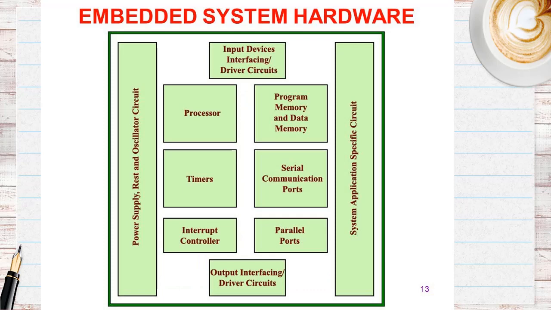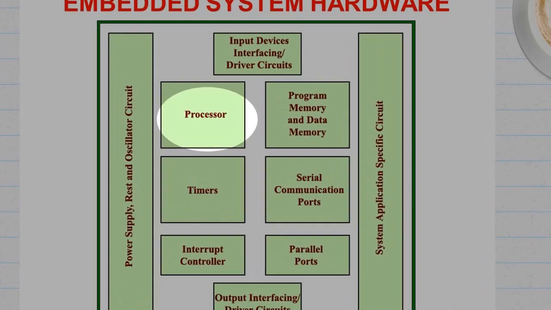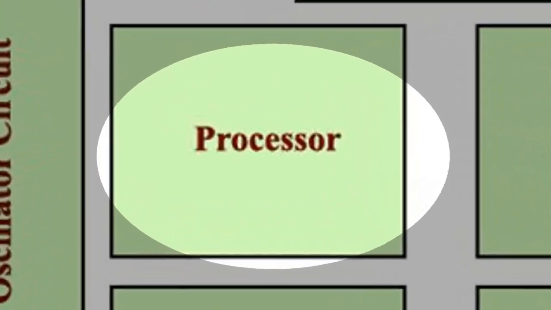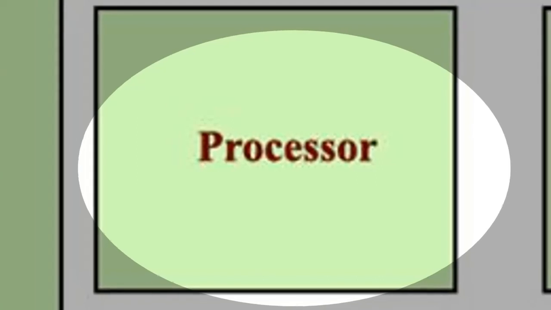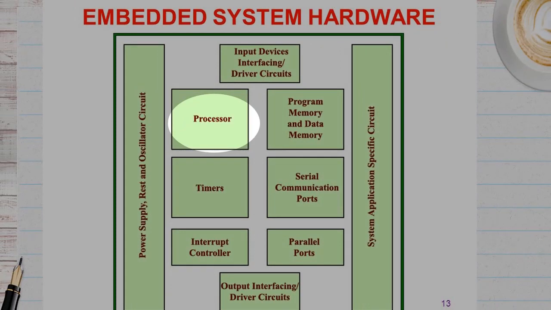The embedded system hardware includes elements like user interface, input/output interfaces, display and memory, etc. Generally, an embedded system comprises power supply, processor, memory, timers, serial communication ports and system application-specific circuits. A processor is an important unit in the embedded system hardware. It is the heart of the embedded system. It is the basic unit that takes inputs and produces an output after processing the data.